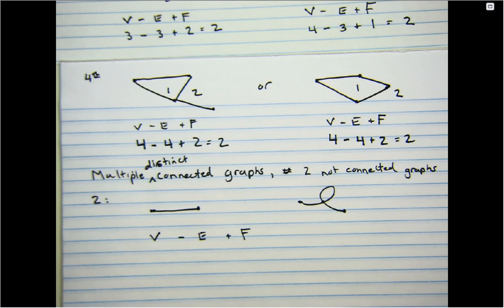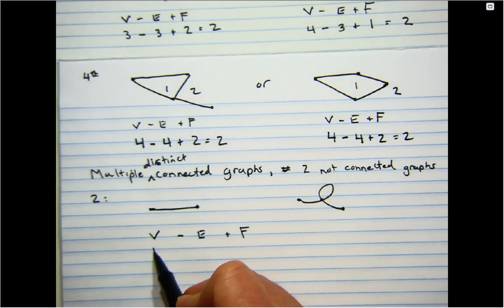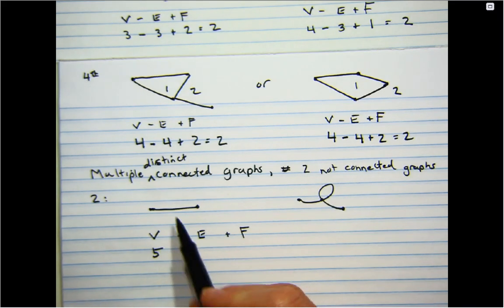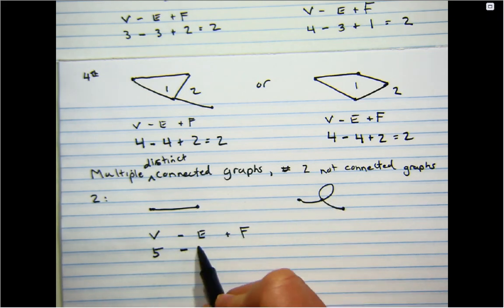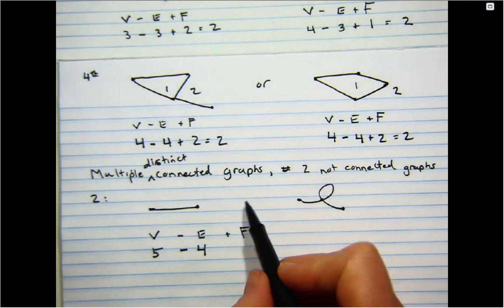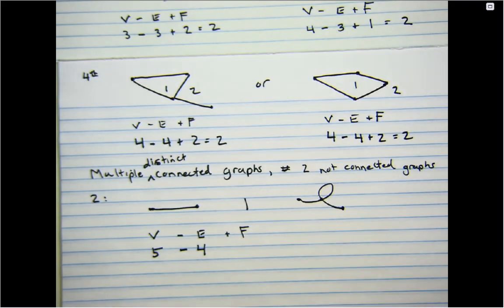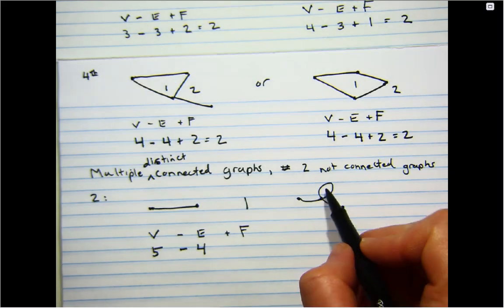So 5 vertices between them both. And then we count the edges. So 1, 2, 3, 4. And then the faces, there's one region that's outside before we draw our connected graphs. So there's one region that's outside of both of those. And then there's one loop.